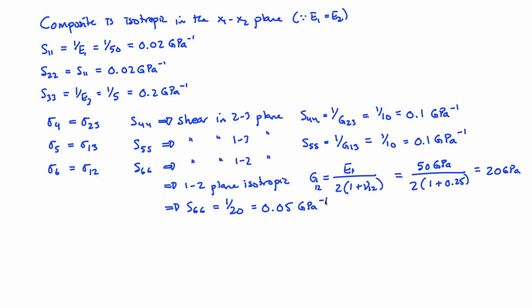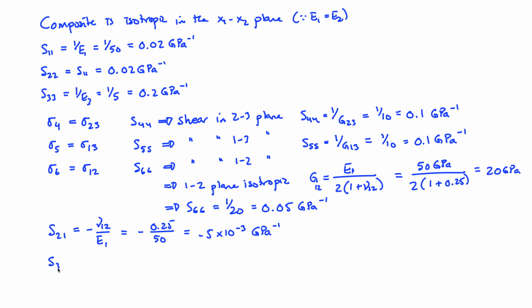And now we want to get the values of S21, S32, and S31. Those are the last remaining values. And from the lecture notes, we had that S21 is equal to minus nu12 over E1, and that's equal to minus 0.25 over 50, and that comes out to minus 5 times 10 to the minus 3 gigapascals to the minus 1.